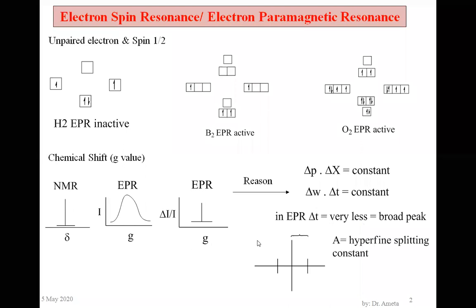So in case of NMR, if we take the difference of chemical shift between two peaks, that is known as the coupling constant, and that is denoted with J. In case of EPR, the difference in the G value of two peaks or two signals or two lines is known as the hyperfine splitting constant. Similarly, in NMR, this is called the J coupling constant, but in case of EPR, it is known as the hyperfine splitting constant and denoted with A.